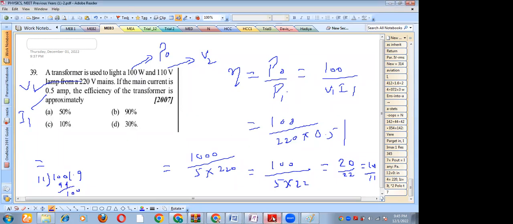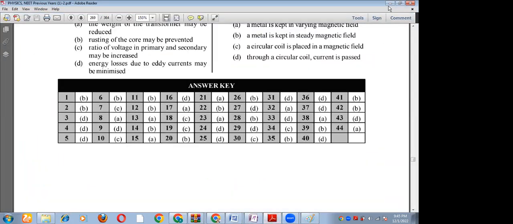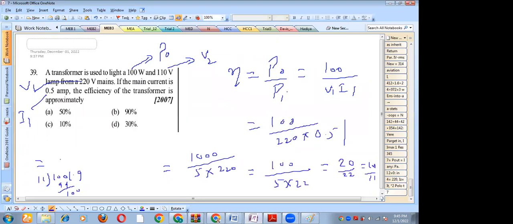So what was the answer? B. We are getting approximately 0.9 something, right? That will be approximately 90%. Got it? Yes. It was very easy. Only you have to do P out by P input. So the main thing is we have to understand what is output power.